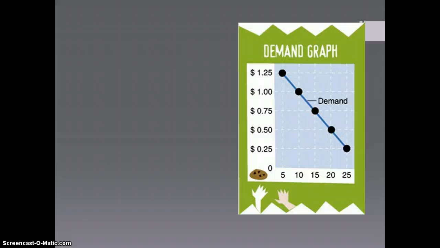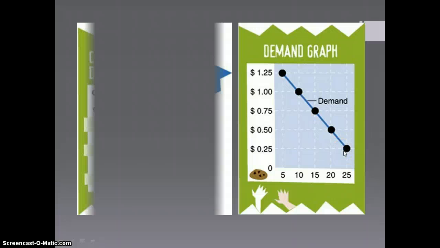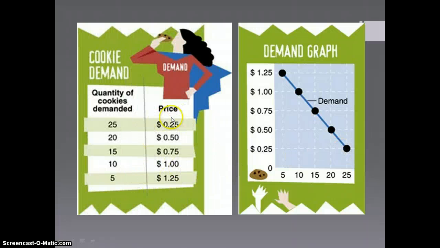Here is a demand graph for cookies. As you can see, at a price of $1.25 per cookie, we see the quantity demanded is 5. Very few people would like to purchase a cookie. If the cookie goes on sale all the way down to 25 cents, the quantity demanded increases to 25. The same thing is shown in this table. As the quantity demanded goes down, the price goes up. As the price goes down, the quantity demanded goes up.